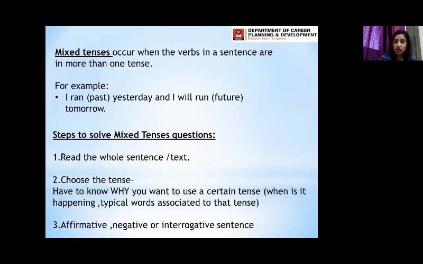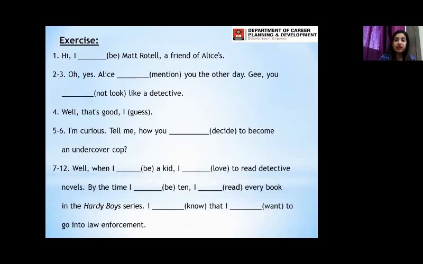Now let us try all these steps and see whether we are able to solve them or not. Over here we have different sentences. I have taken these sentences from a paragraph so that we can understand where the person is talking about present, past, or future. Okay. Now the sentence says, hi, I dash Matt Rotel, a friend of Alice's. So we can get a sense over here that he is talking about either the present.